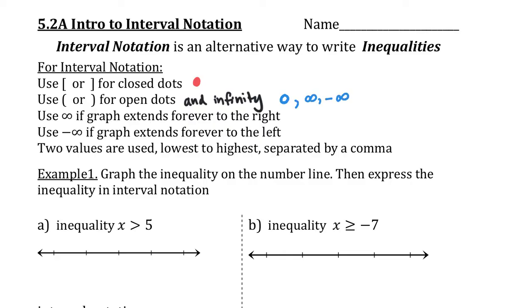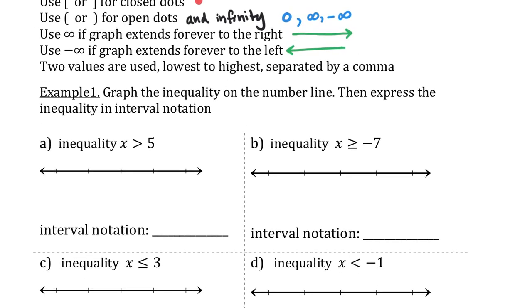We use infinity or positive infinity if the graph extends forever to the right, like this. We use negative infinity if the graph extends forever to the left. And when we write interval notation, two values are used, lowest and highest, and they are separated by a comma. So we're going to go ahead and try these.